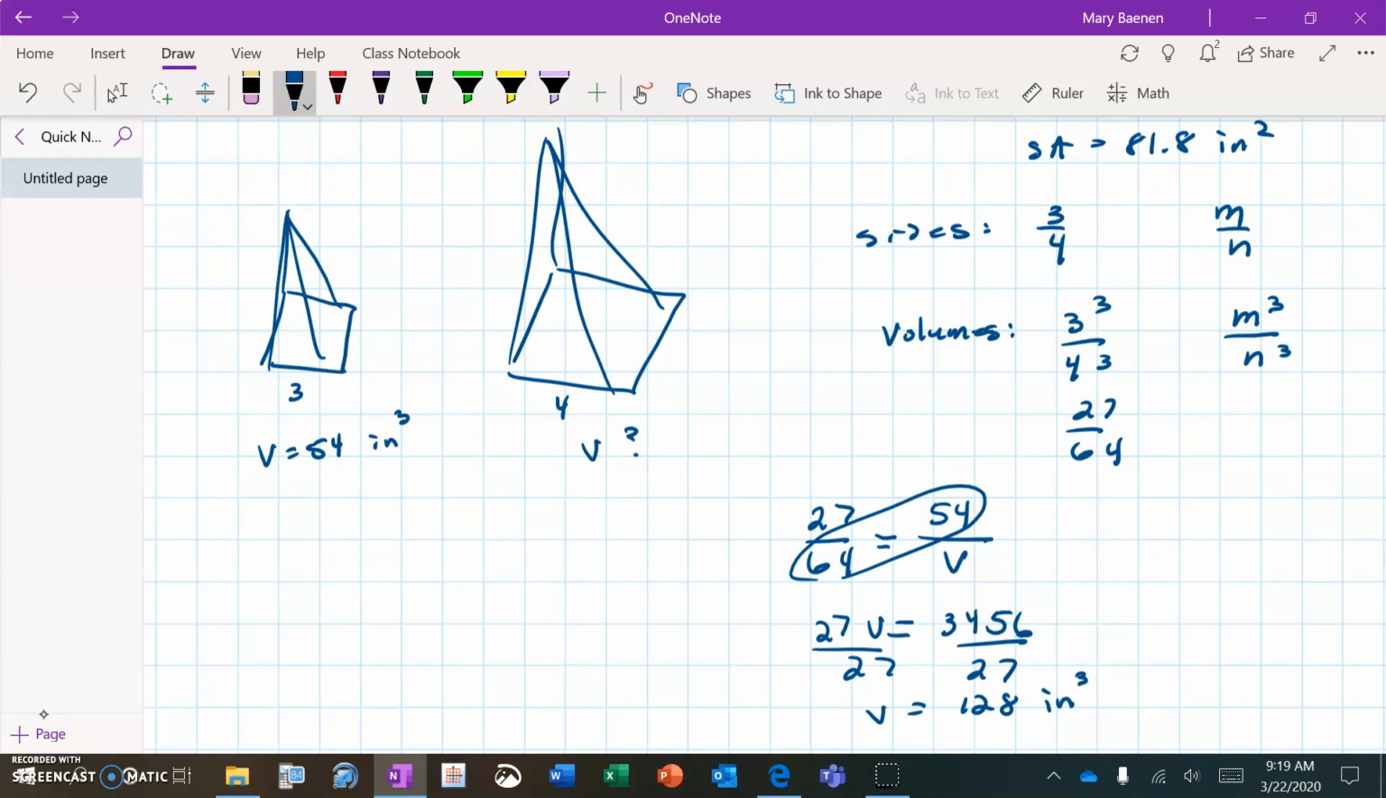So even though it wasn't a fancy PowerPoint with pictures, I hope that this actually taught you how to do these problems, and reviewed also how to do the area problems with similar figures also.